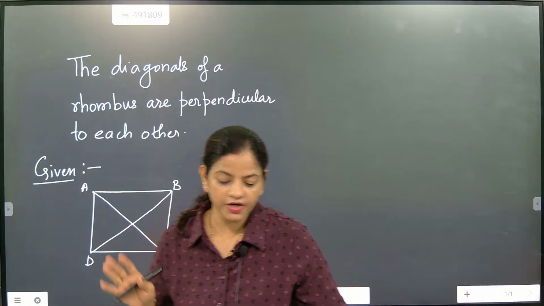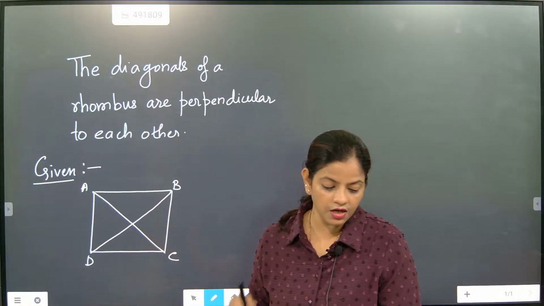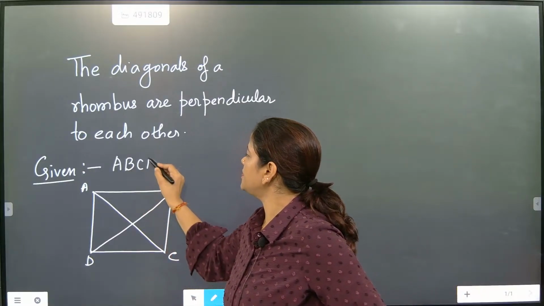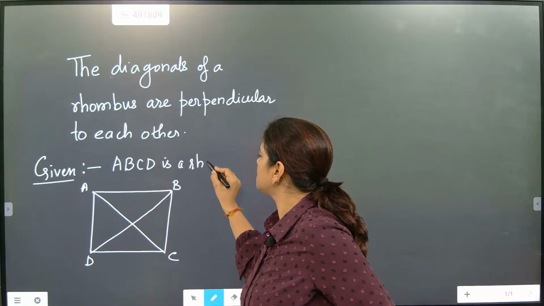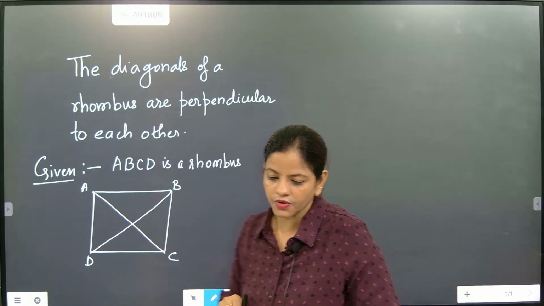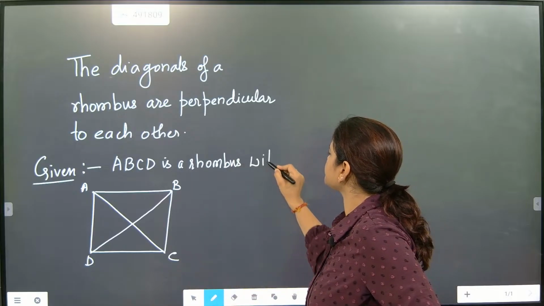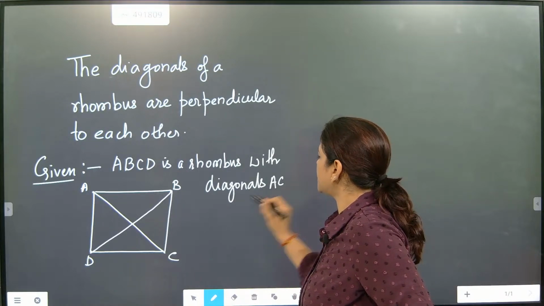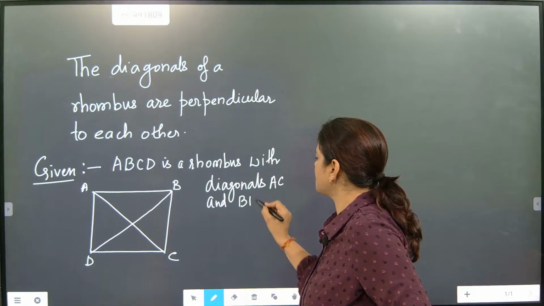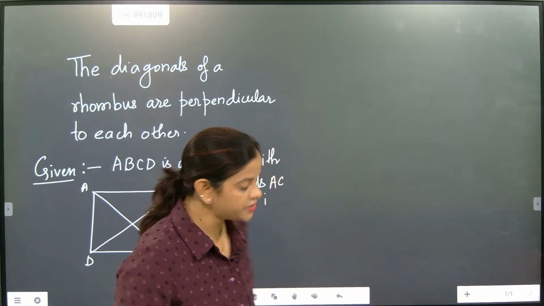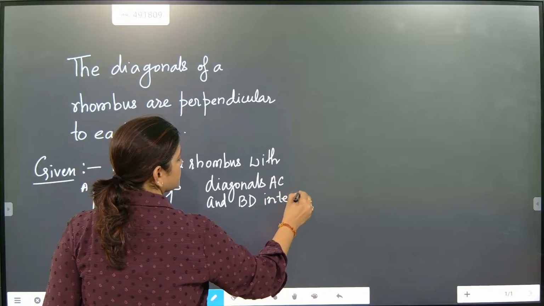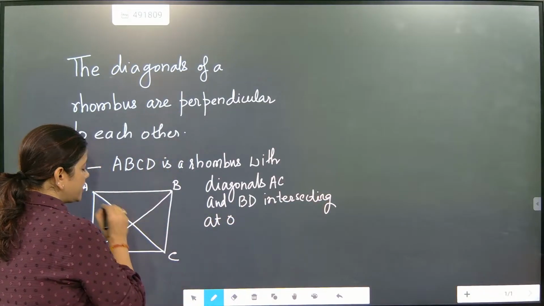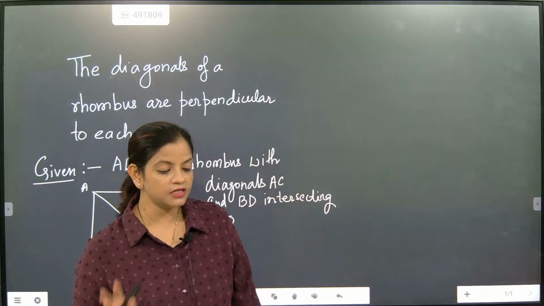So what we first write is: ABCD is a rhombus with diagonals AC and BD intersecting at O. This is O, where the diagonals are intersecting.